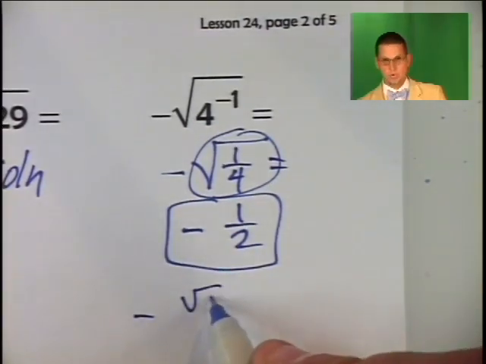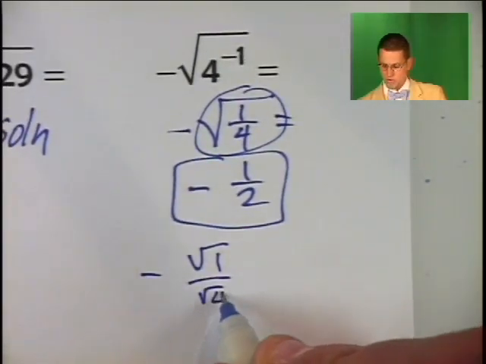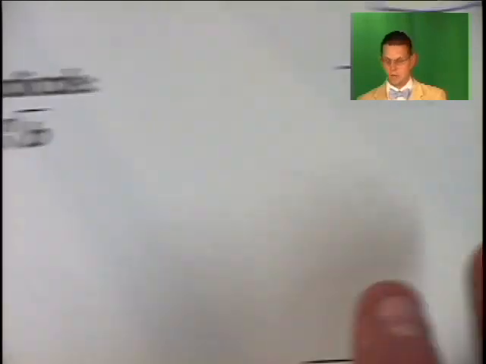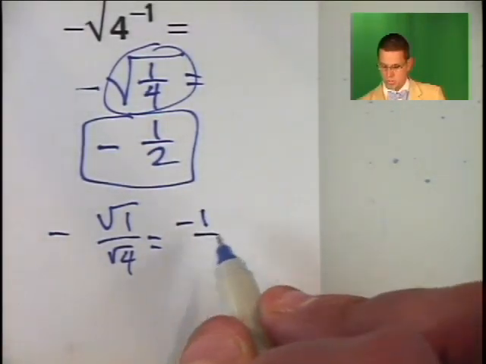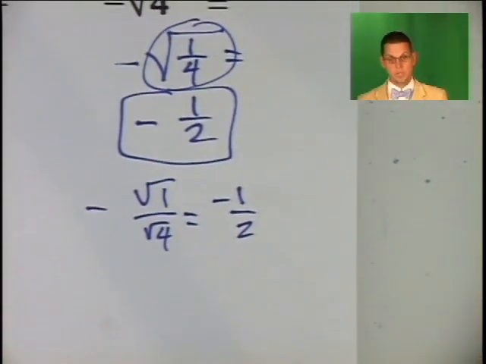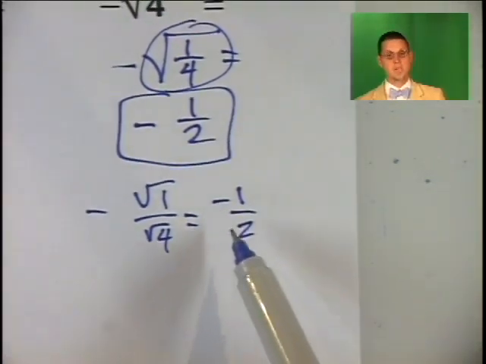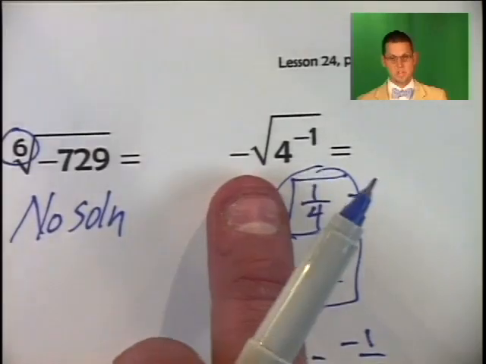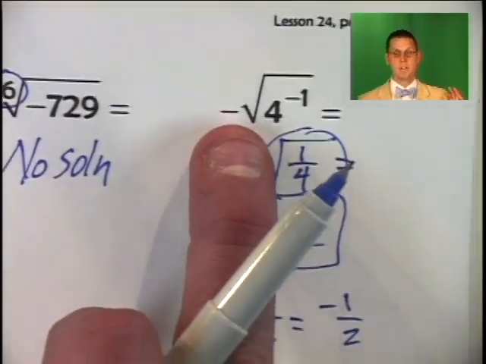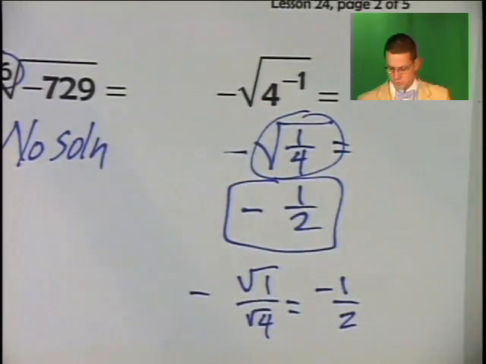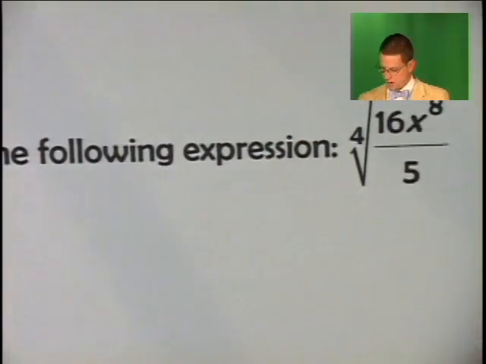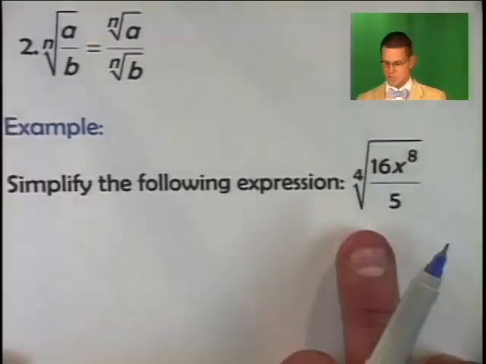I could have called that the square root of 1 over the square root of 4 by this property here. And then I would have made it into 2 smaller problems. The square root of 1 is 1. The square root of 4 is 2. Now in this case, I don't want to take the plus or the minus, because the negative there was specified that I wanted just the negative solution. Okay, so that's called an indicated root. Let's use those 2 properties, though, to simplify this expression.